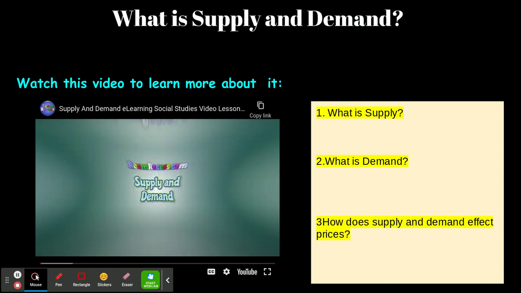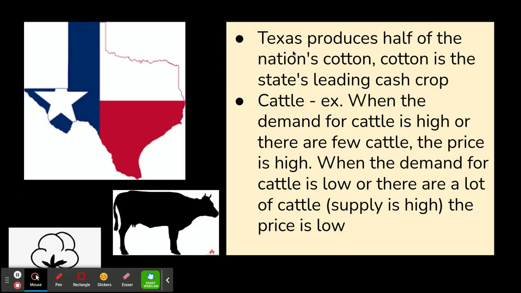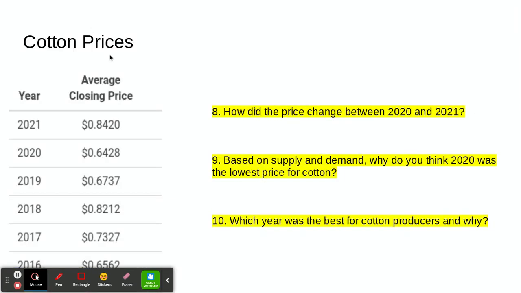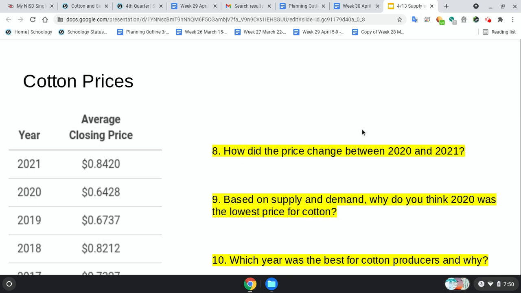Then we've got this: Texas produces half the nation's cotton, and so the two big industries are cotton and cattle. Then we've got Texas commodities, different things that they sell, and you just use this chart to answer these questions. And finally, here are cotton prices. So here are the prices in 2016 all the way up to 2021. They kind of fluctuate, but these are the average price for the year. And so you just answer the questions on here, and that's pretty much all you have to do.